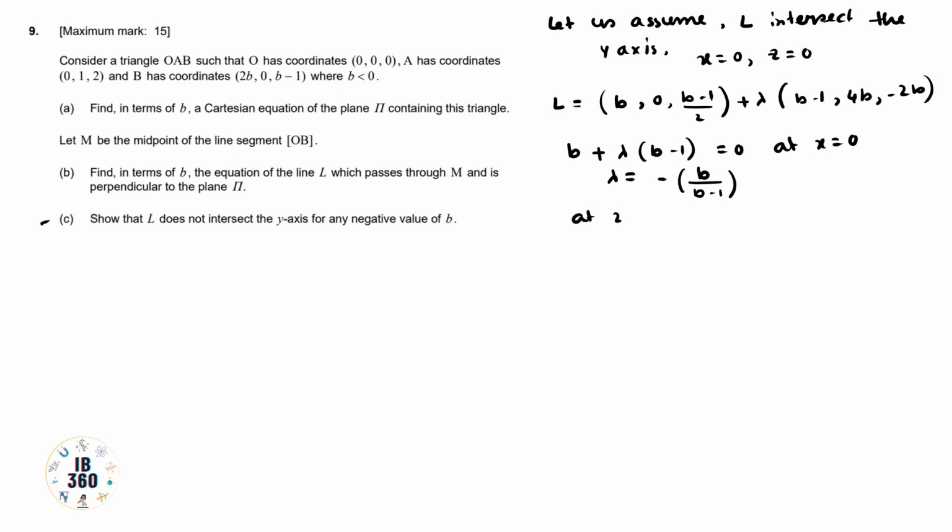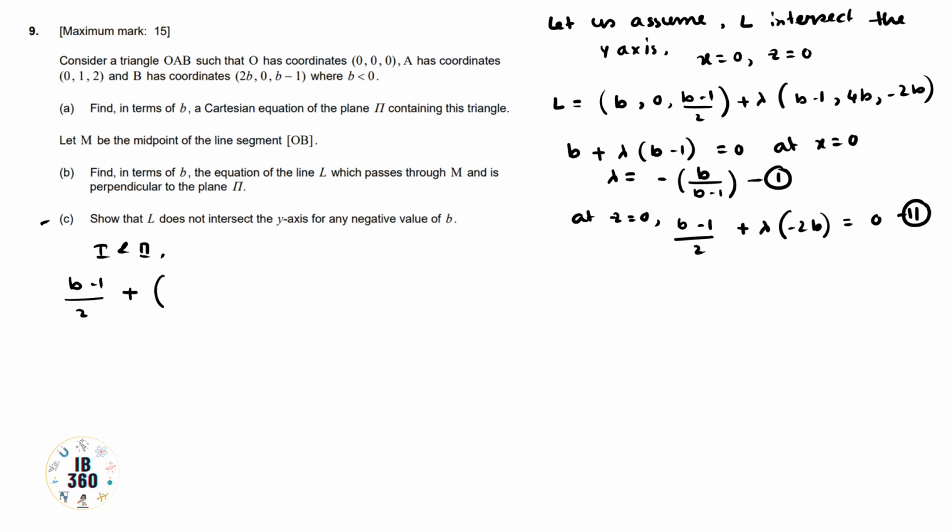Again at z equals 0, if we put z equals 0, then we get (b minus 1) divided by 2 plus lambda into minus 2b equals 0. So we have the lambda value. Just see this equation: this is equation number 1 and this is equation number 2. So from equations 1 and 2, we get (b minus 1) divided by 2 plus, with the value of lambda being minus b by b minus 1, into minus 2b equals 0.